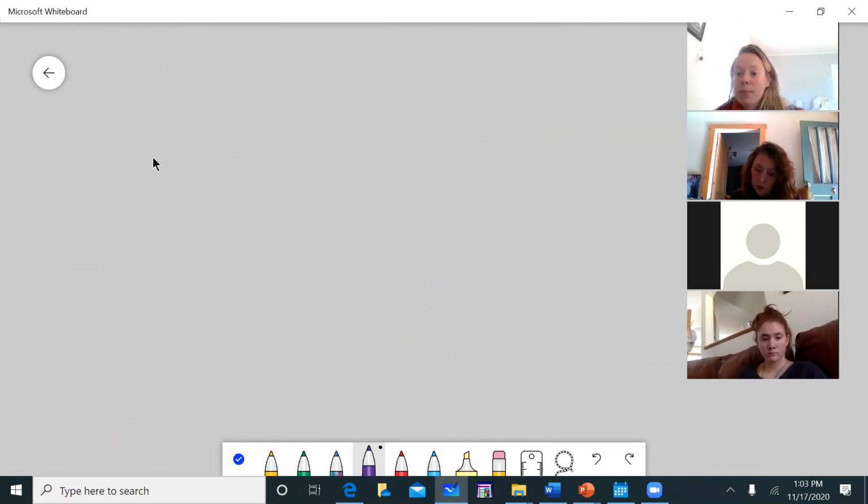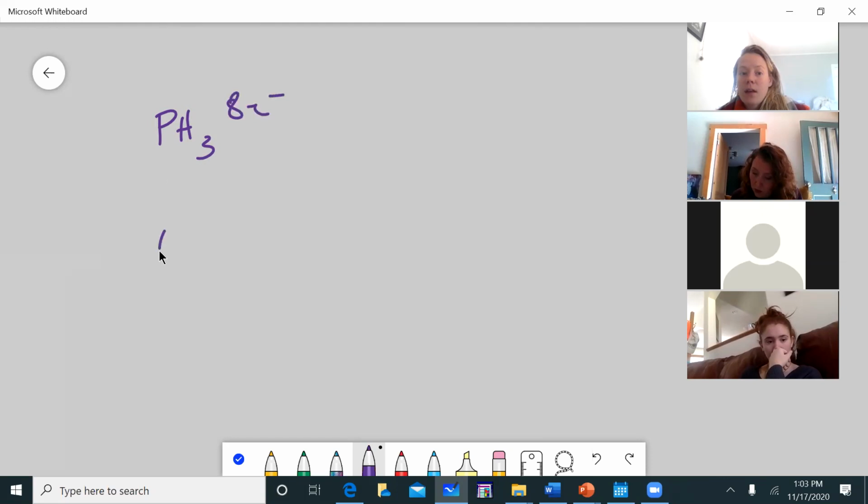So remember, lone pair, polar. So PH3, if I was to draw out its Lewis dot structure, we have 8 electrons. I put the P in the center, H, H, H, bond it together, and then I have 2 lone pairs of electrons right here. This is giving it a quality of being polar.